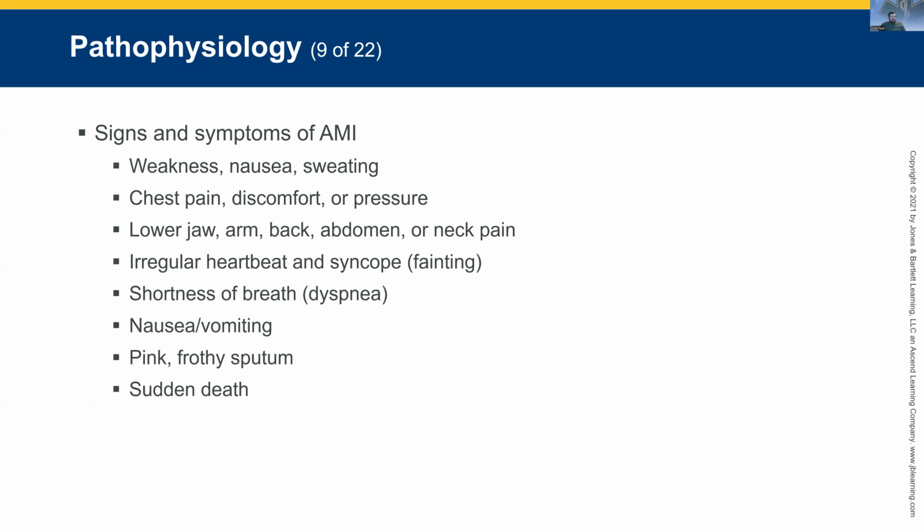Signs and symptoms of an AMI. So we're going to have that weakness, nausea, sweating, chest pain, discomfort, or pressure, lower jaw, arm, back, abdomen, or neck pain, irregular heartbeat, or even syncope episodes, so fainting, shortness of breath, which is dyspnea, nausea, vomiting, pink frothy sputum, or sudden death.